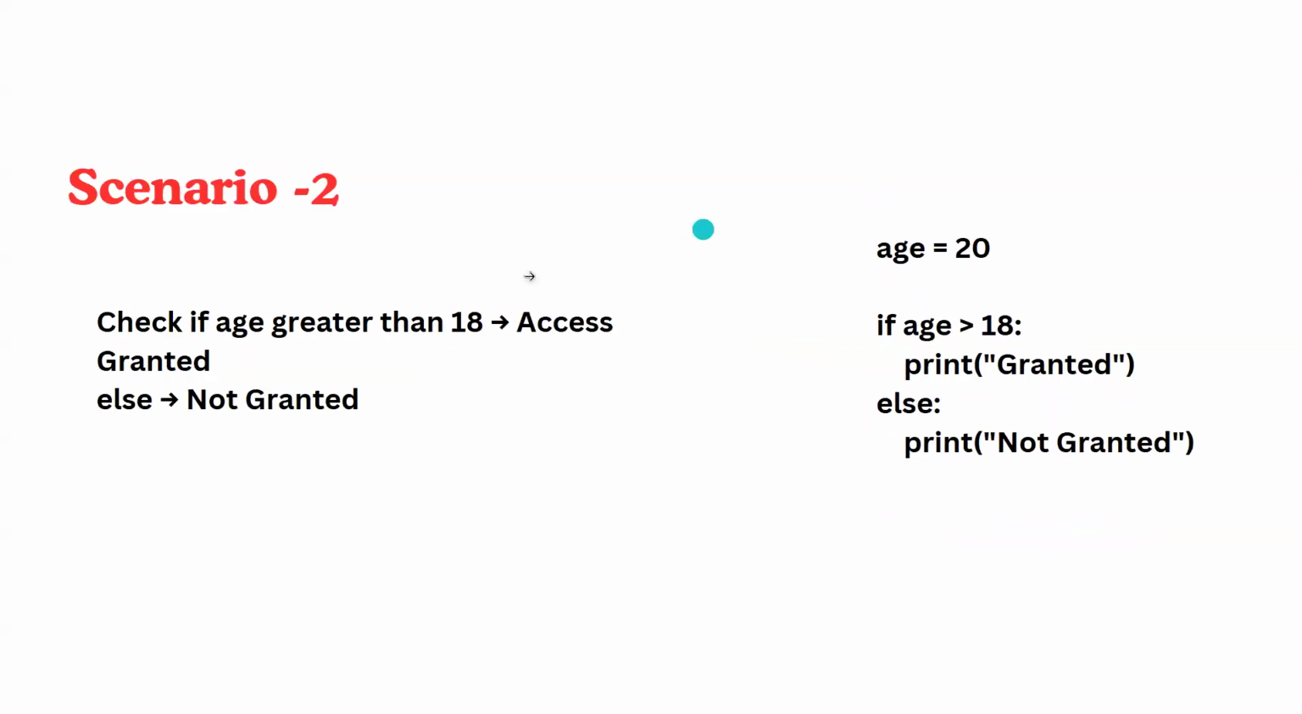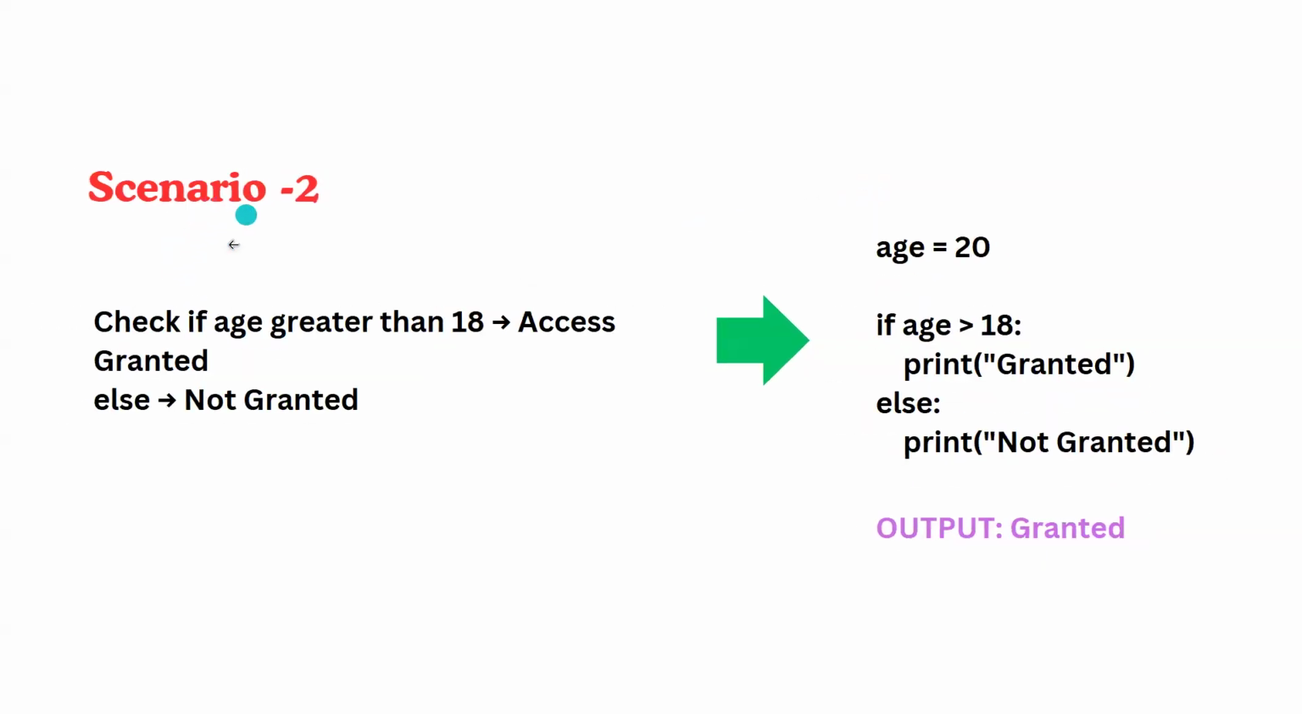Now, so this was all around if else. So scenario two was what we just discussed: check if age is greater than 18, print access granted, or else not granted. So this particular code we have just discussed. Now let's go to scenario three.